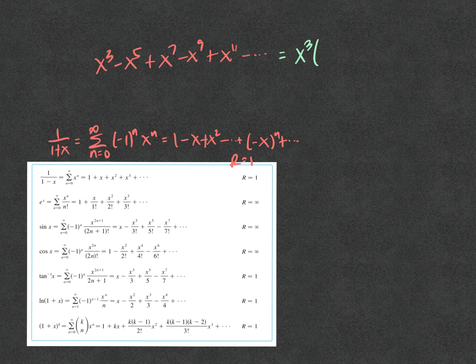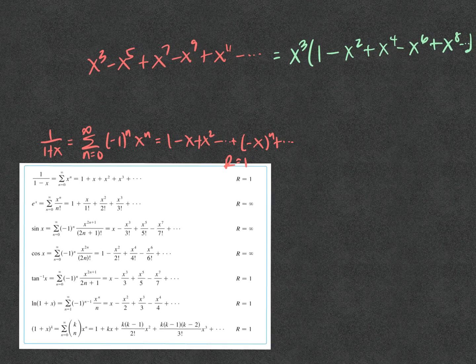And if we factor out an x to the third, we're going to see 1 minus x squared plus x to the fourth. And then when we take x to the ninth and divide, we get minus x to the sixth plus x to the eighth minus dot, dot, dot. Close parentheses, squeeze that in there.